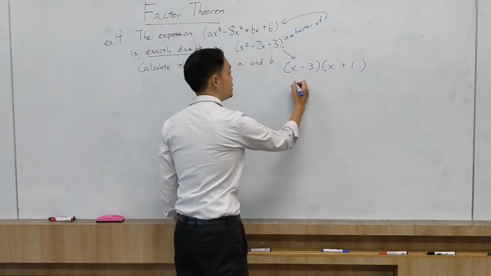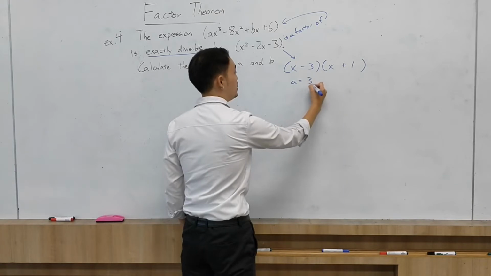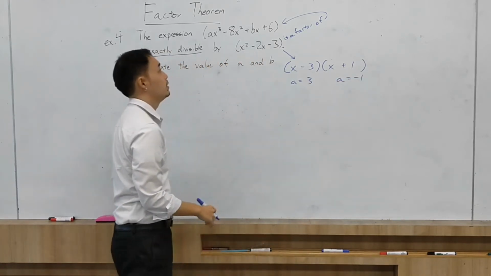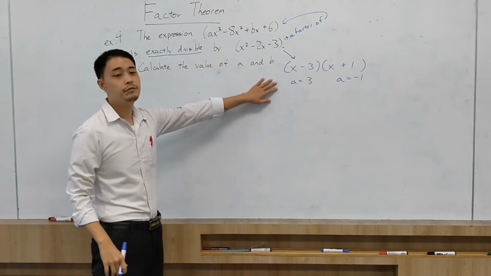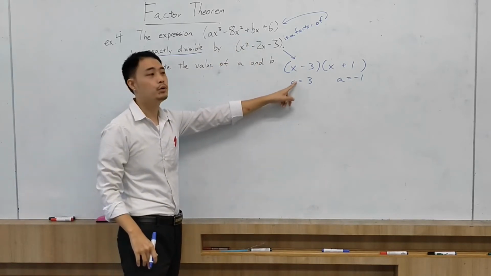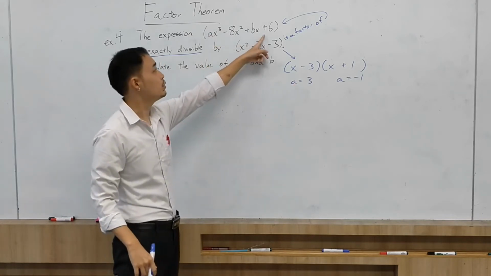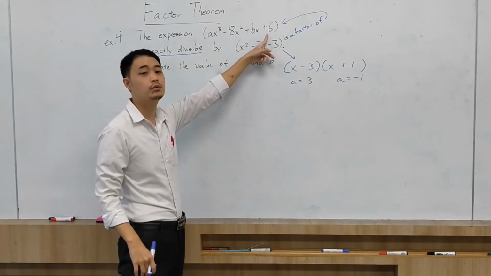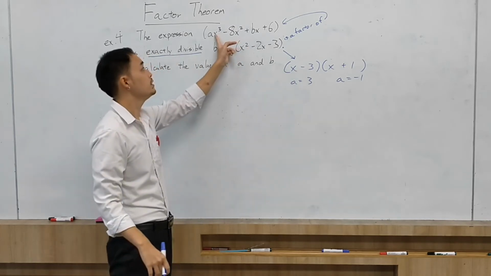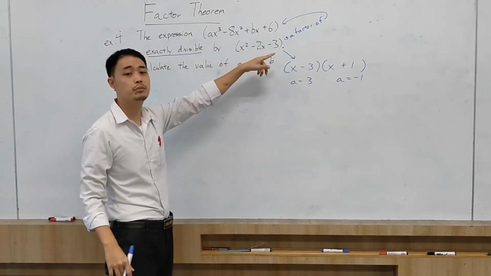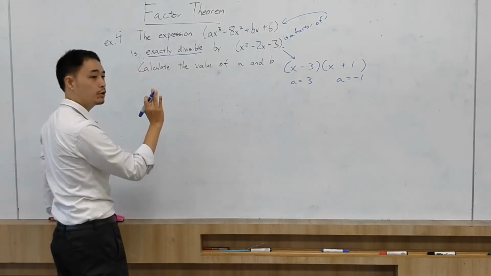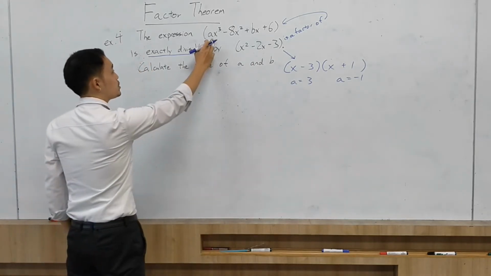And that means in this case our a is 3, and in this case my a is negative 1. Now, according to the factor theorem, if this is a factor of this, that means if I put a into this equation for x, I should get equal to 0. Also, if I put negative 1 into this equation, it should also be equal to 0. Right? So what I'm going to do is create two equations to help us solve for these two unknowns.